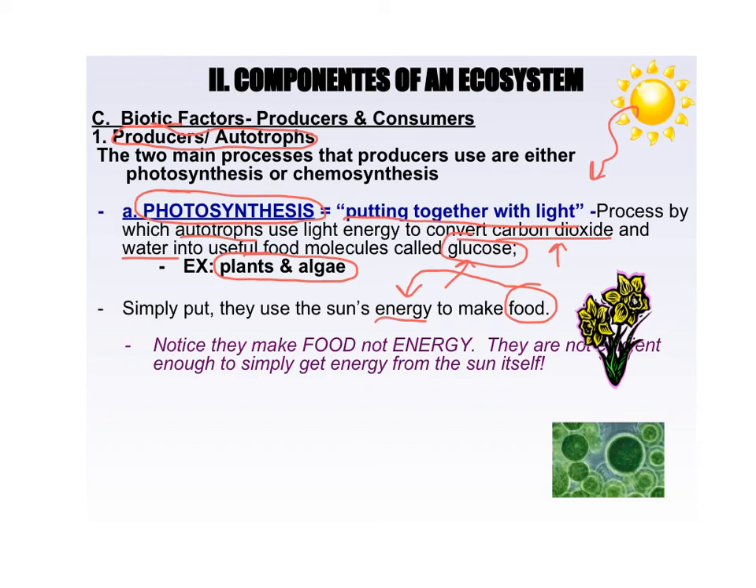And that's what this says right here. Plants, trees, grass, they use the sun to make their food, which then can be converted into their energy. But they don't directly turn the energy from the sun into energy that they can use. They first need to make their food. They first need to make a sugar.